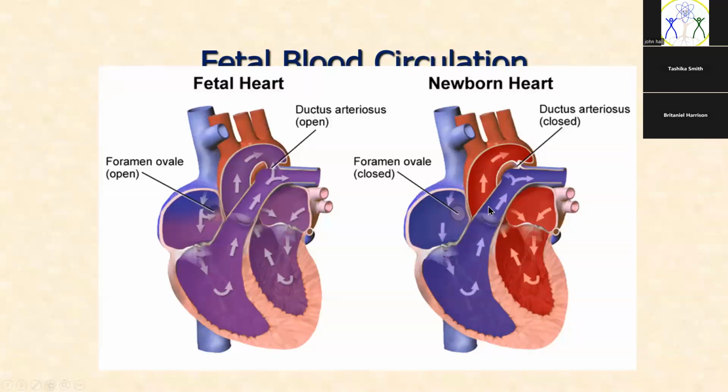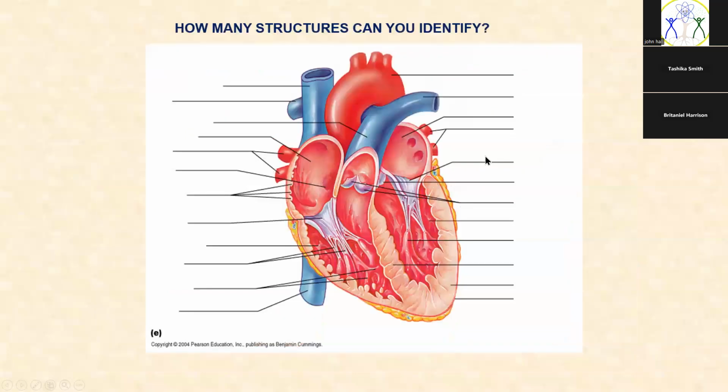Here we go. Foramen ovale and the fetal heart. So we spoke about that already. We can jump ahead. Here's another lovely diagram for you to make sure you can label.